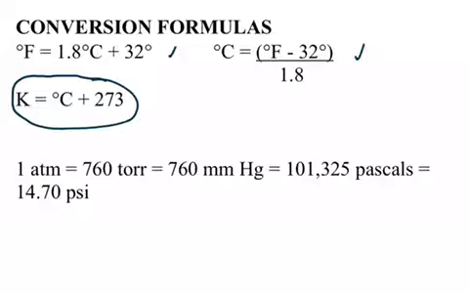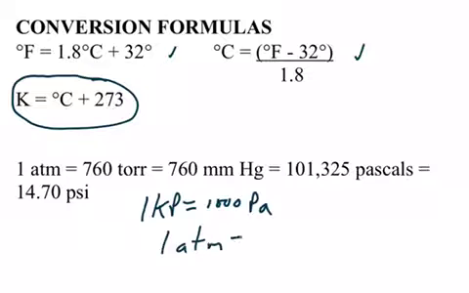On the bottom here, I also have some of the conversion factors that are equal to 1 ATM. As you can see, 760 torr is equal to an ATM, so is 760 millimeters of mercury, 101,325 pascals, and 14.7 psi, or pounds per square inch. On another note, remember that a kilopascal is equal to 1,000 pascals, so we can also use this conversion that an ATM would be equal to 101.325 kilopascals. That would be another valid one to use.